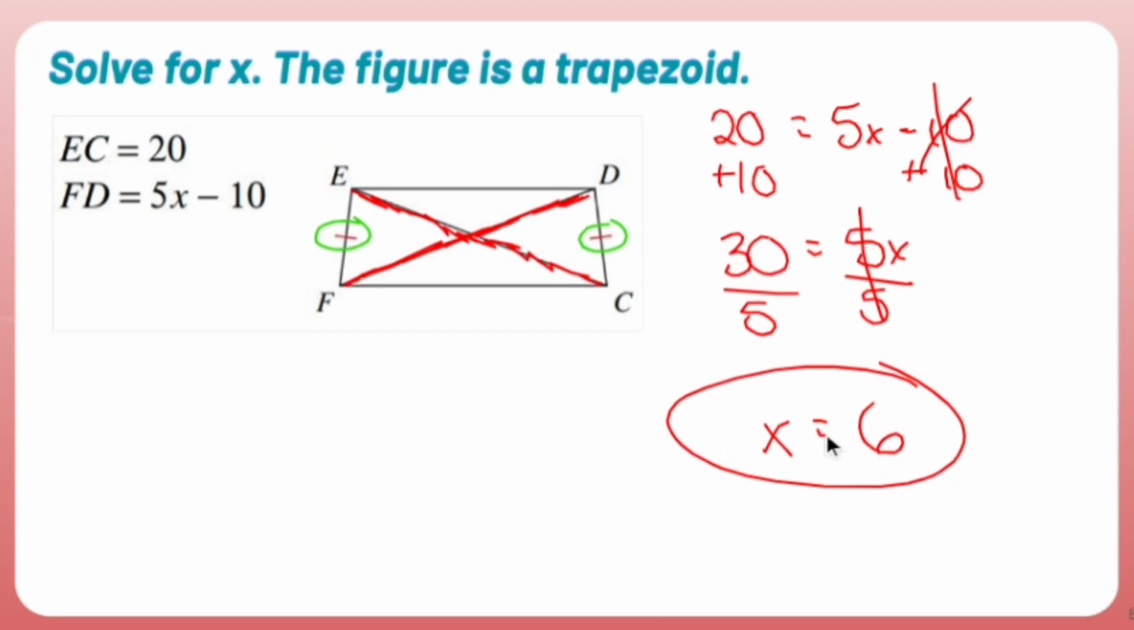So x equals 6. And if I wanted to check my work, I could do 5 times 6 is 30. And 30 minus 10 is 20, just like EC is already. So there you go. Isosceles trapezoid because these two guys are congruent, which means the diagonals are also congruent. Bada bing!